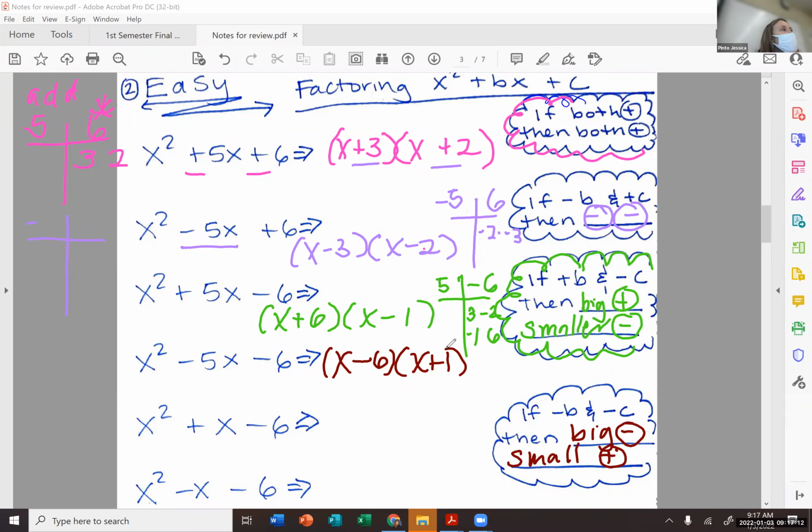So then on these last two, I want you to try them with the correct signs in there. Oh, and that's going to be pretty much all we've got time for.